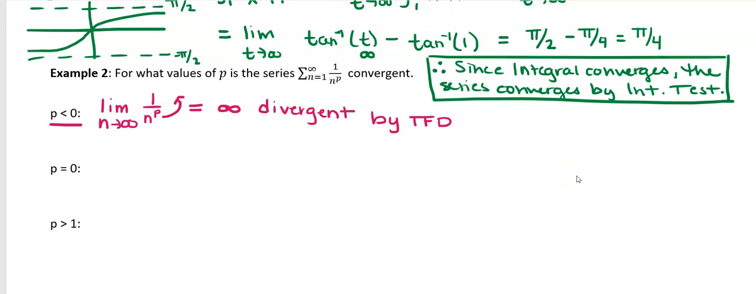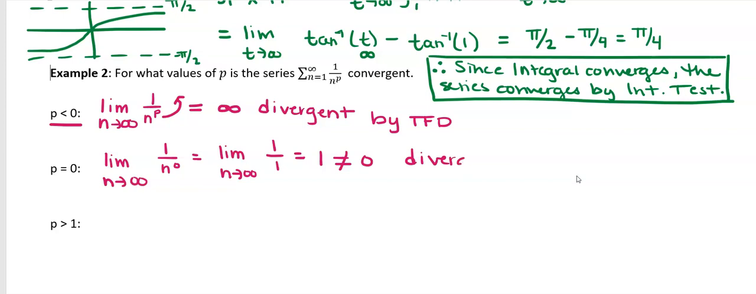Now, let's try the limit if p is equal to 0. So this will be the limit, again, using our test for divergence to see what's happening here, of 1 over n to the 0 power. Now we know that 1 over n to the 0th power is really just 1. And so therefore we would have a limit of 1. And because 1 is not equal to 0, we can say that this is divergent, again, by the test for divergence. Now, that was when p is equal to 0.